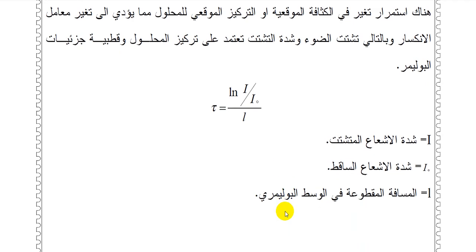The terms are defined in the following form. I is the dispersed ray intensity, meaning the scattered ray intensity. I naught is the incident ray intensity. L is the travel distance in the polymeric medium.